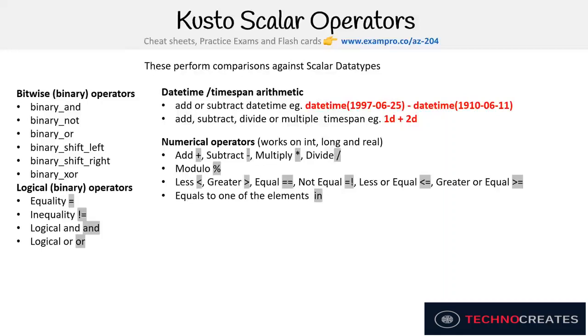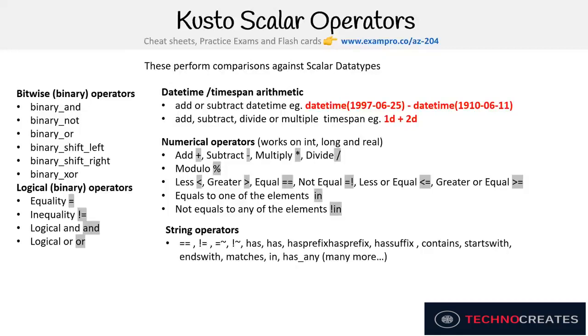Equals to one of the elements, so that's in. So you do the in. It's very familiar if you're used to using SQL. Then you have the opposite, where you put an exclamation in front of it. Actually, there's a lot of extra operators that have the same thing with an exclamation to mean the opposite, especially with string operators. So here's a bunch of string operators, and they almost all have a variant with an exclamation in front of them.